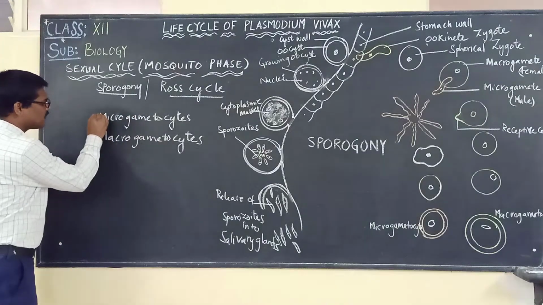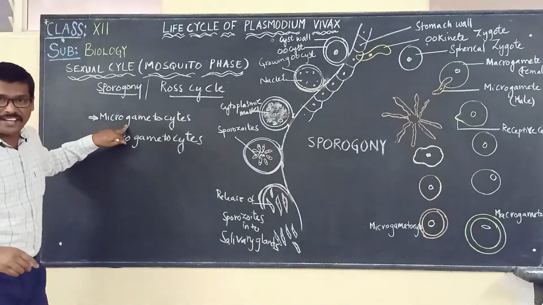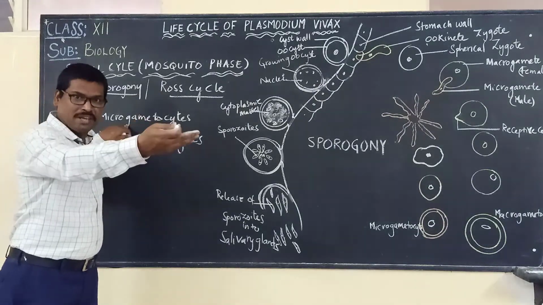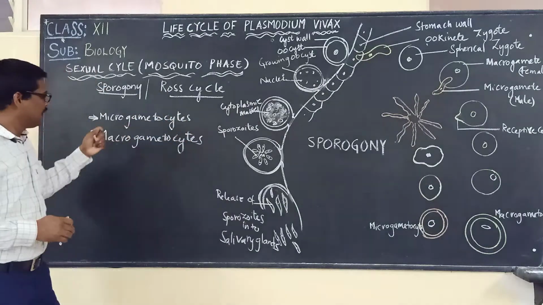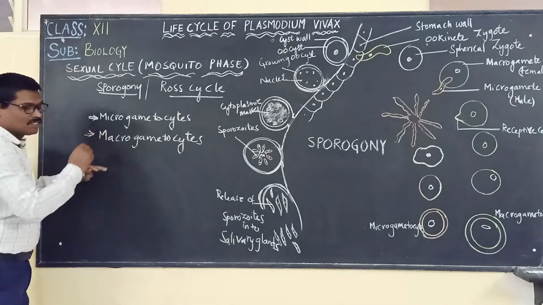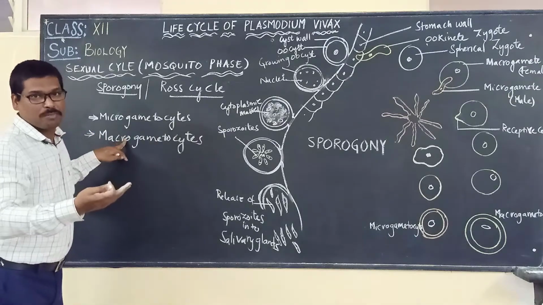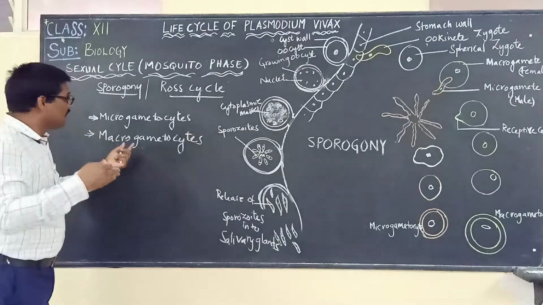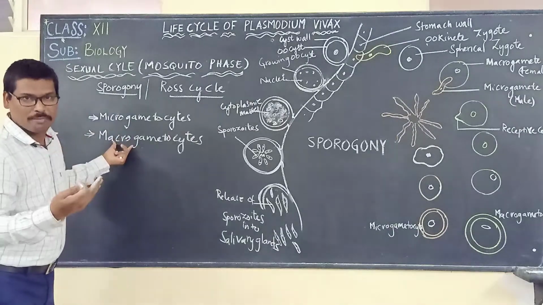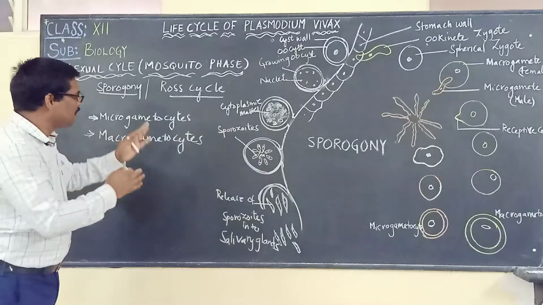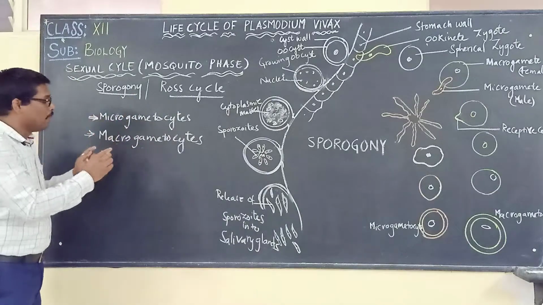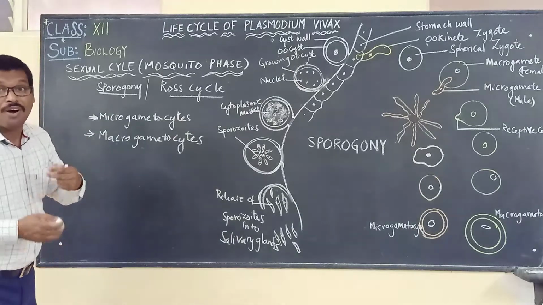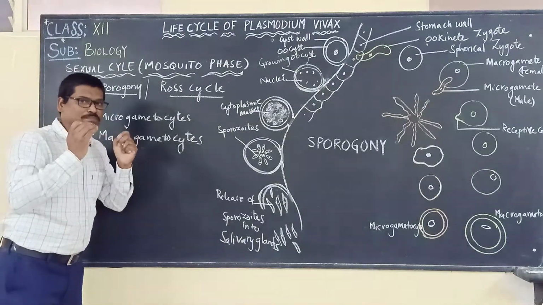So we already said that microgametocytes will be forming male gametocytes, or otherwise male gametes. They will be giving rise to male gametes. Macrogametocytes, or female gametocytes, are the ones which will be giving rise to the female gametes now. How that is taking place, we are going to discuss now. So these two are now taken into the body of the female Anopheles mosquito.